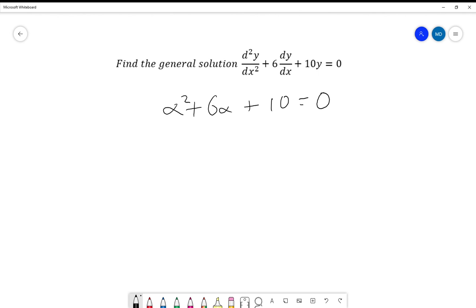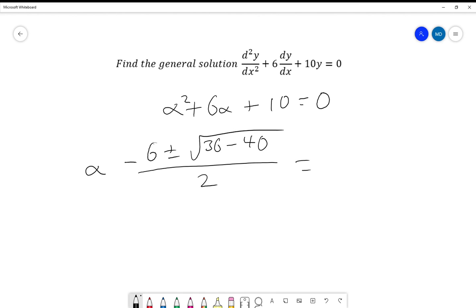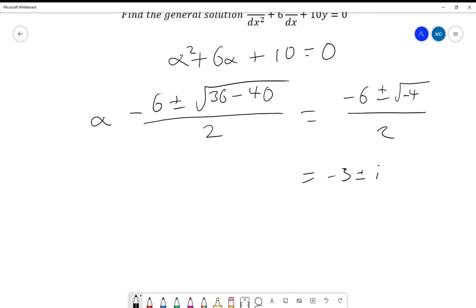It's complex roots, and you will get minus 6 plus or minus square root of 36 minus 10 times 4 is 40 all over 2, which gives us minus 6 plus or minus the square root of minus 4 over 2, which is minus 3 plus or minus i. And then we can just apply this form with our a equals negative 3 and our b is equal to 1 because we've got 1i.